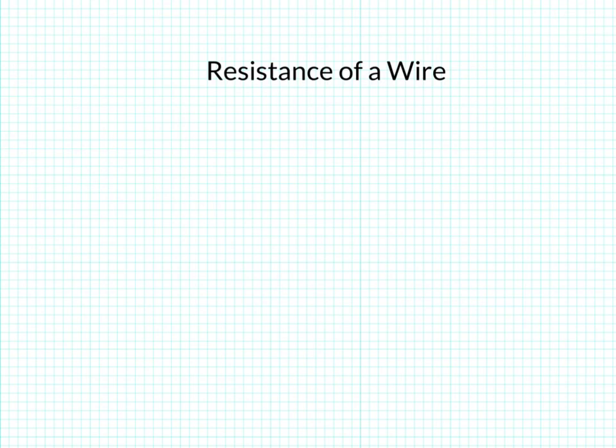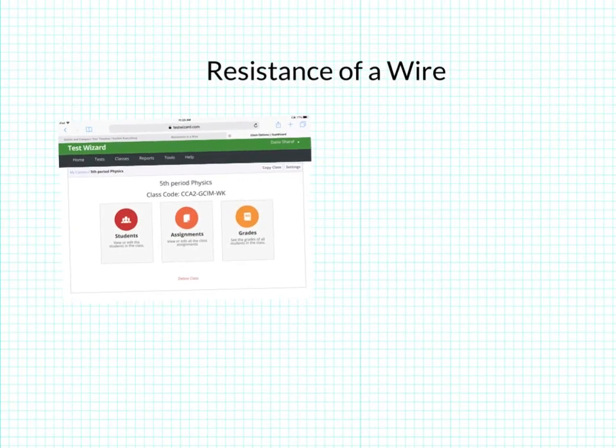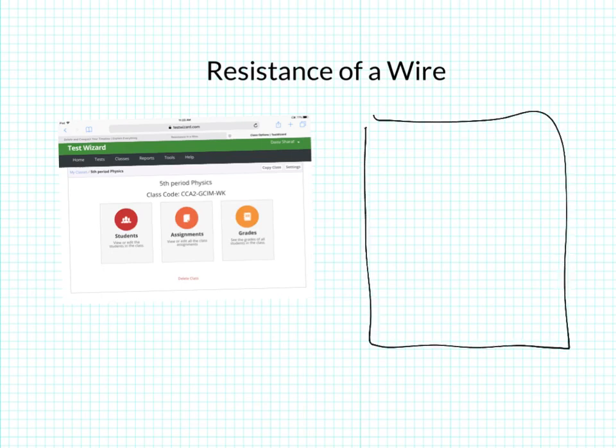Okay, that's the end of our lesson about calculating the resistance in a wire. There are two exercises I'm going to need you to complete. One is going to be on the test wizard, which you all should have signed up for earlier this week, and the other is going to be just a file that I'm going to put up here. I'm going to need you to write your answers in your own handwriting, scan it, and upload it. Both of these are due by the end of Wednesday.